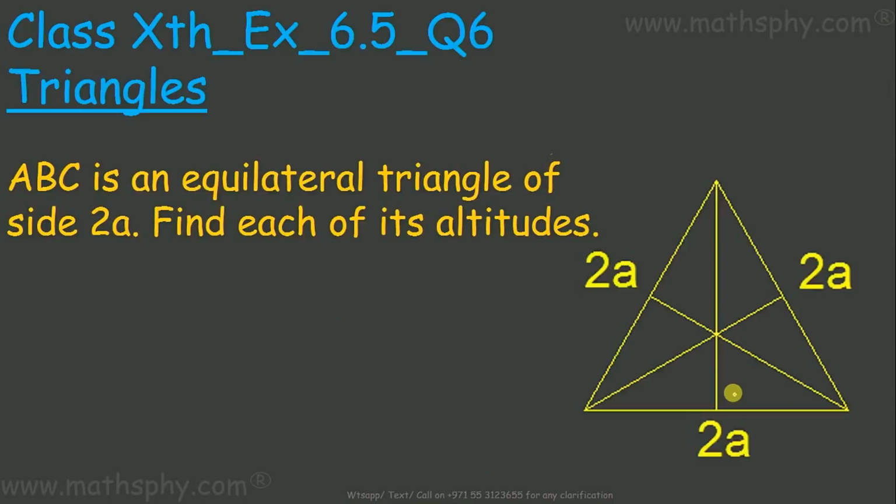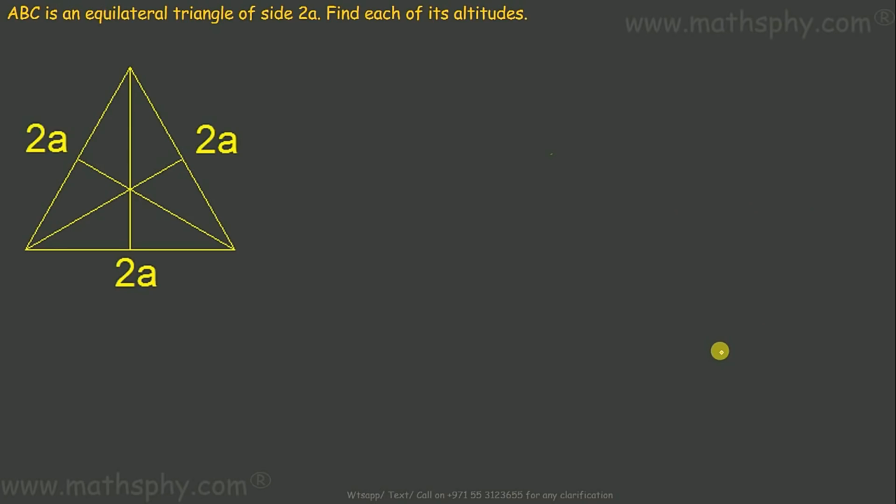Alright. This question here, it says ABC is an equilateral triangle. This is a triangle ABC. All the sides are equal, means this is an equilateral triangle of side 2A. All the sides, length of them is 2A. Find each of its altitudes. These are the altitudes. Now, this is ABC. Let's take these altitudes as D, E, and F. This is an equilateral triangle.